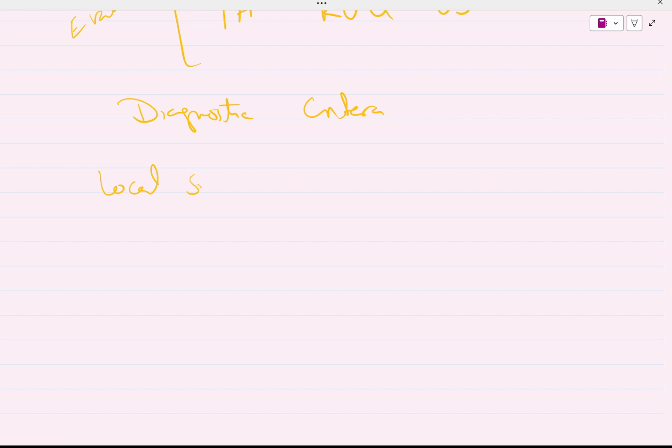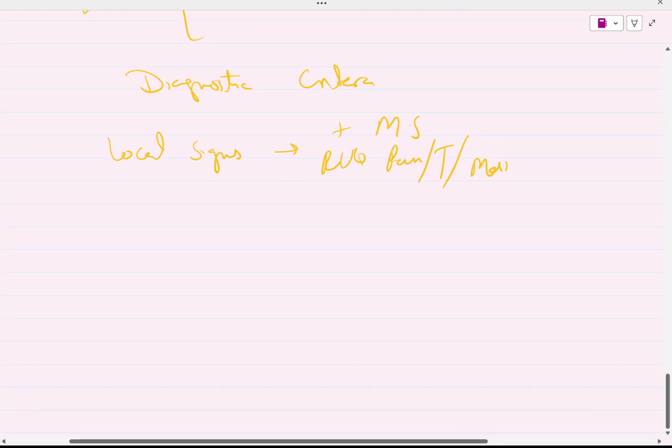So if there are local signs, what are local signs? Positive Murphy sign or right upper quadrant pain, tenderness, or you feel a mass. If you got these local signs, then it is a positive diagnostic feature of acute cholecystitis.